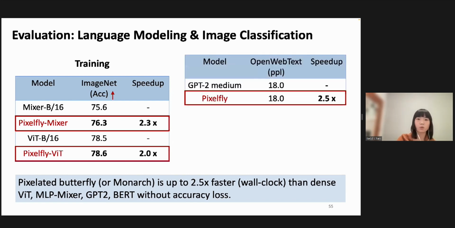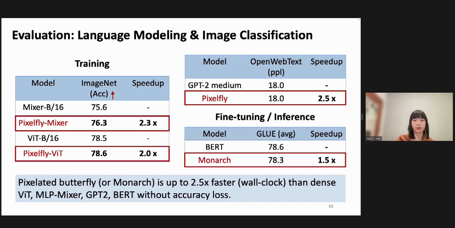The second one was on large language modeling. The table on the top right shows the result compared to GPT-2 on OpenWebText. We show that we can train the model up to 2.5 times faster than the next model, also without a perplexity drop. Here we can also say a bit about the scaling law. There are potentially more savings with larger models when we vary the size to do the sparse modeling.